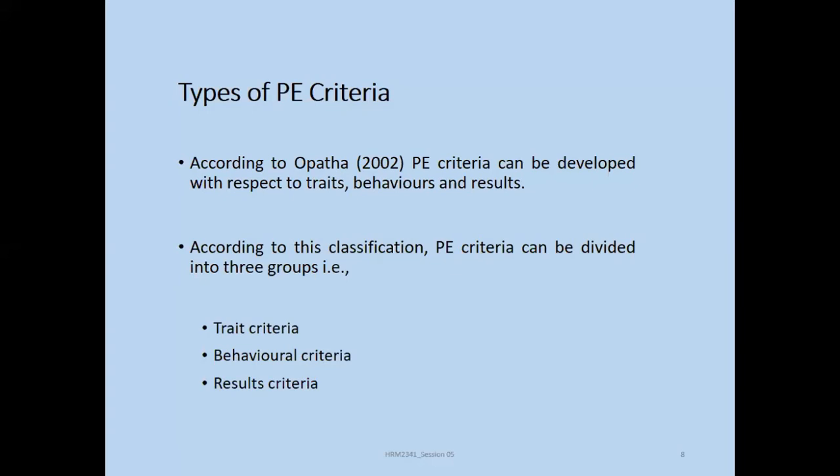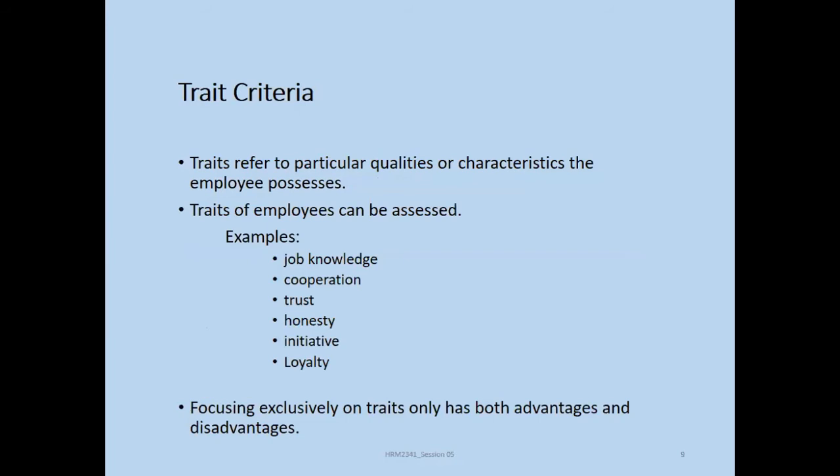According to this classification, the performance evaluation criteria also can be divided into three groups. It means the trait criteria, behavioral criteria, and the results criteria. We move to discuss one by one. The first one is trait criteria. Trait in Sinhala is Gati Lakshana. Traits refer to the particular qualities or characteristics of the employee possesses.